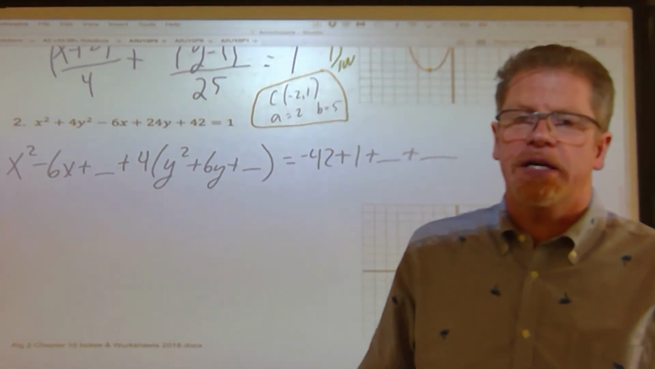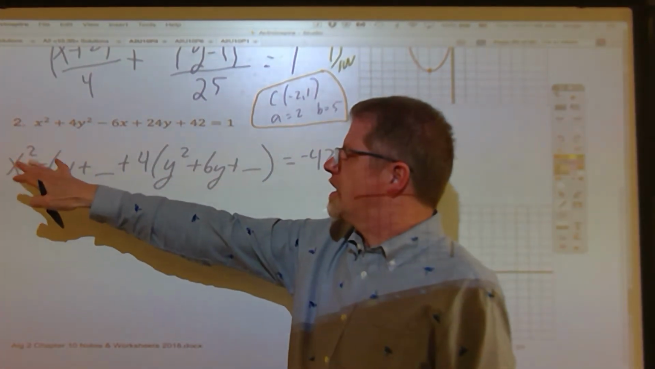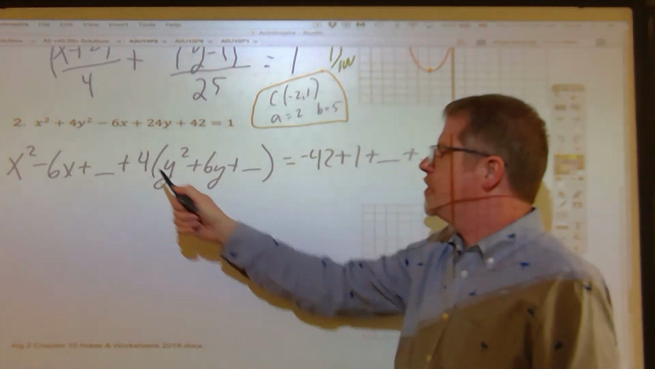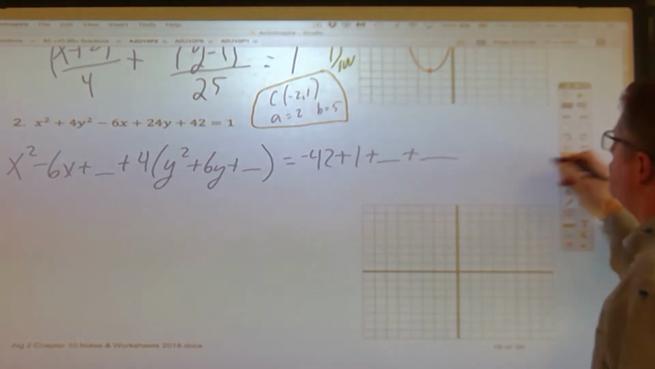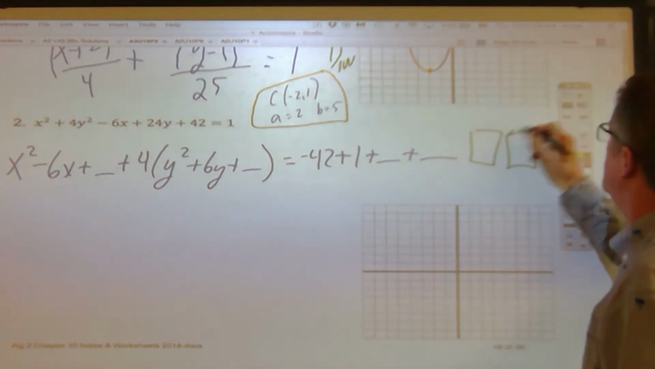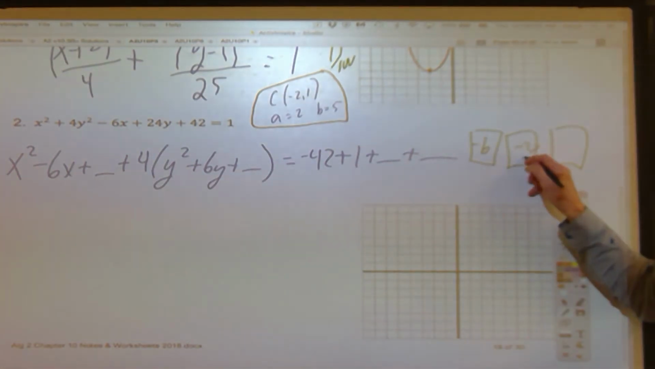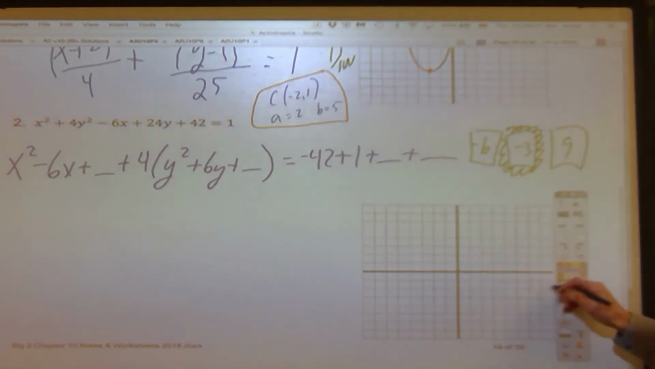Okay, friends, we're back. We're going to go over problem 2. What we've done so far is we've collected x squared and negative 6x. From the y terms, I factored out 4 to get y squared plus 6y plus blank. I hope that for the 3 green boxes to complete the square in x, you use negative 6, negative 3, and 9. Fireworks explosion symbol on the middle box here.